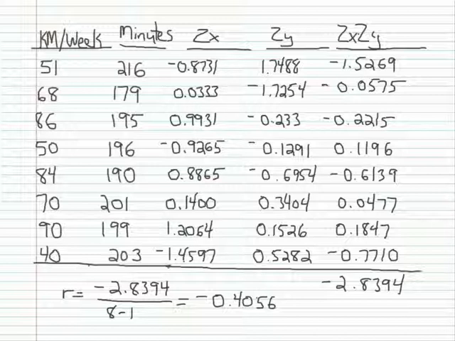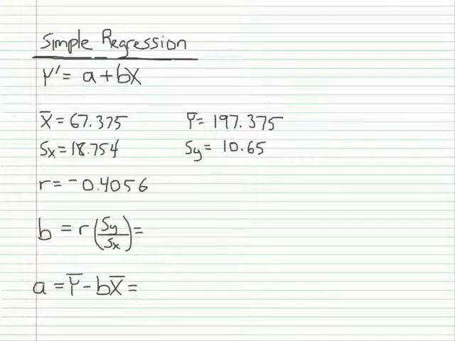The relationship between the kilometers run per week and the marathon finish time in minutes is a moderate correlation of negative 0.41. We can use simple regression to look at the way the kilometers run per week predict marathon finishing times.